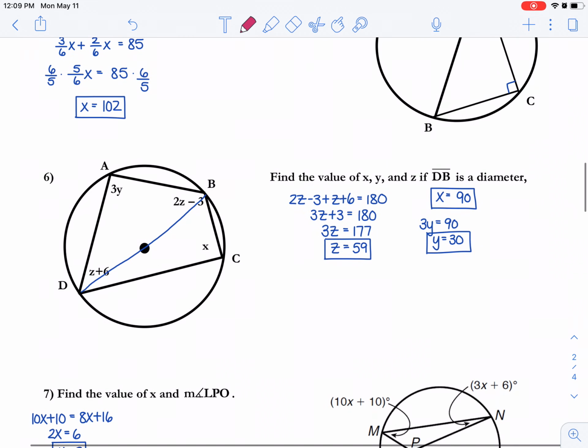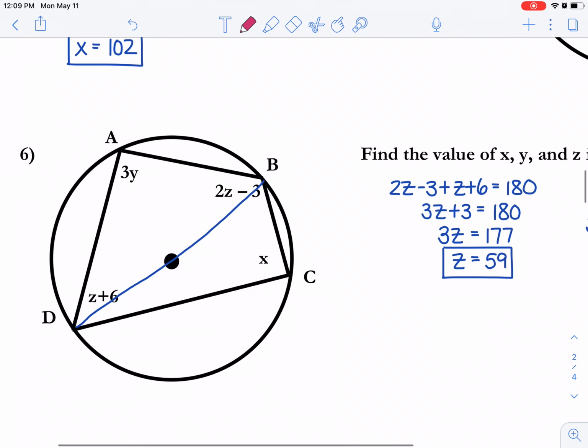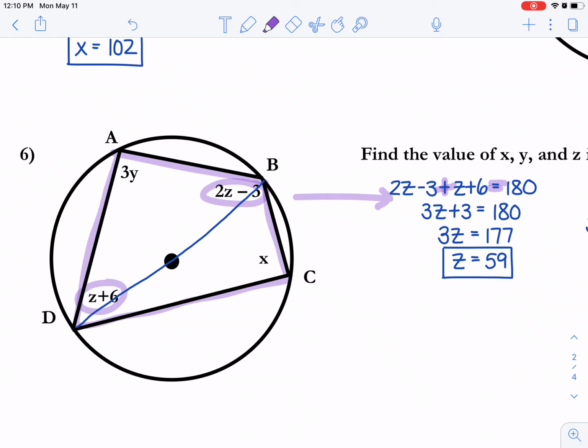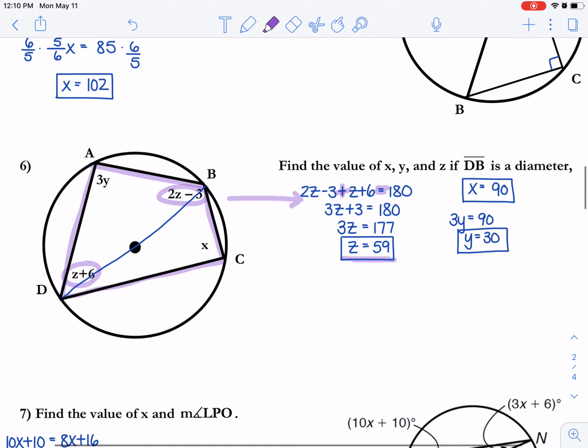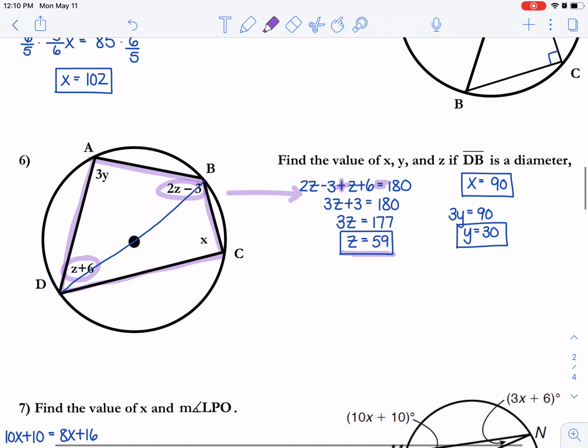Number 6, the theorem here that you need to remember is that when you have an inscribed quadrilateral, the opposite angles are going to be supplementary. So z plus 6 and 2z minus 3 must add together to equal 180. So we can use that information to solve for z. Once you know what z is, then you can go and start your work on the other variables.